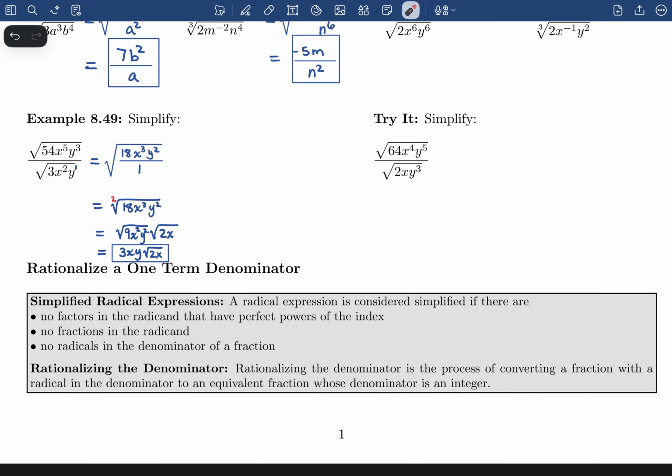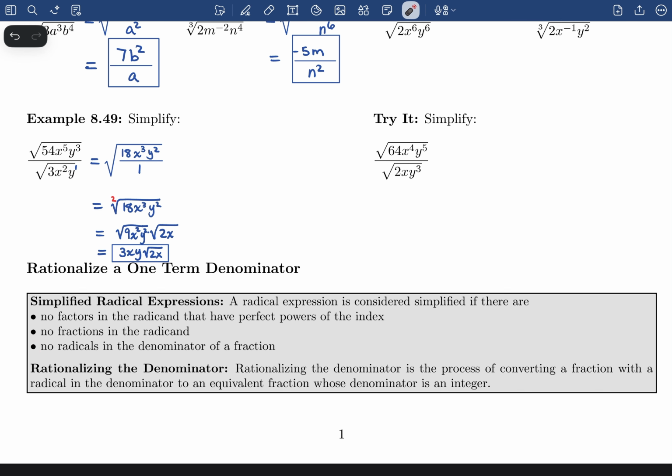Now we are going to move on to a new objective, and that objective is to rationalize a one-term denominator. Before we talk about rationalizing a denominator, let's bring up what it means to have simplified radical expressions. A radical expression is considered simplified if there are no factors in the radicand that have perfect powers of the index, no fractions in the radicand, and no radicals in the denominator of a fraction.